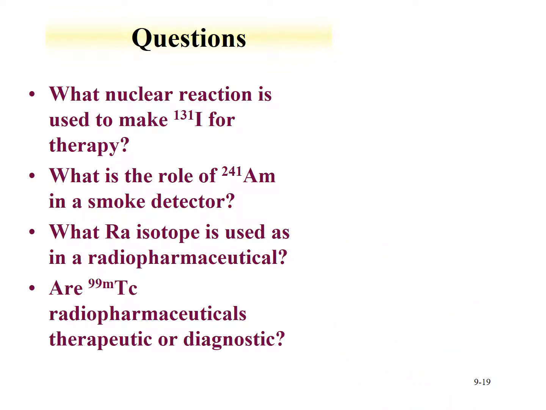And are technetium-99m radiopharmaceuticals therapeutic or diagnostic? Technetium-99m decays by gamma emission, so they are diagnostic. Now, rhenium-186 can be used in conjunction or in the ligands that bind technetium. The rhenium and technetium chemistry is similar enough where this can be used as a route for a therapeutic treatment that can be imaged through technetium.